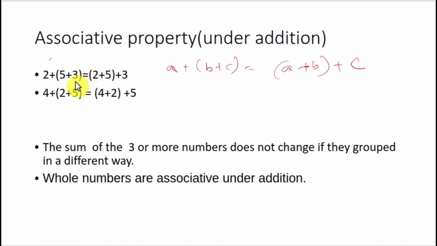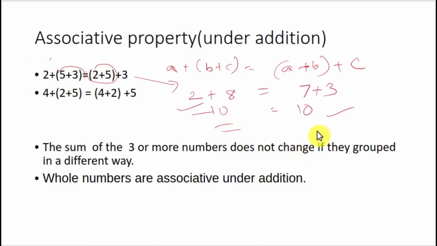So here 2 plus 5 plus 3 means 8. Next, 2 plus 5 is 7, 7 plus 3 is 10. Here 10. We have grouped in a different way. Here I am grouping 5 and 3. Here I am grouping 2 and 5. Grouping in a different way, but it will be equal. So the whole numbers are associative under addition. Understood? When we are grouping in a different way, we should get the correct answer.